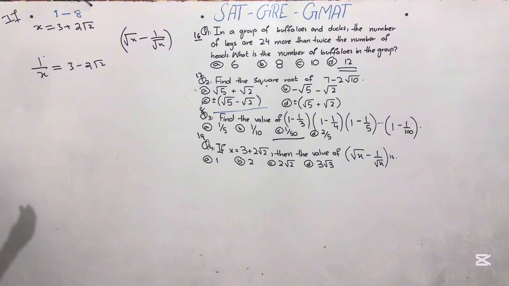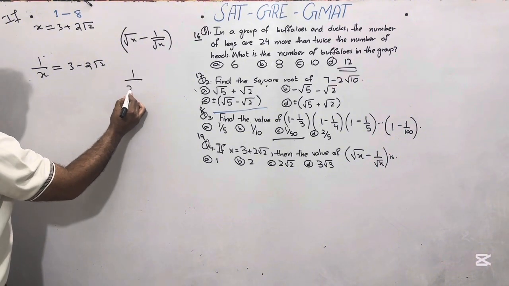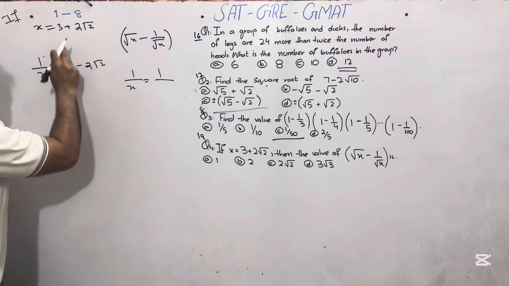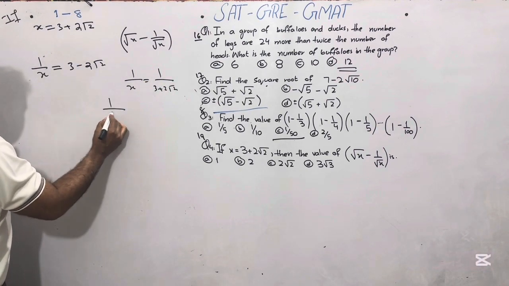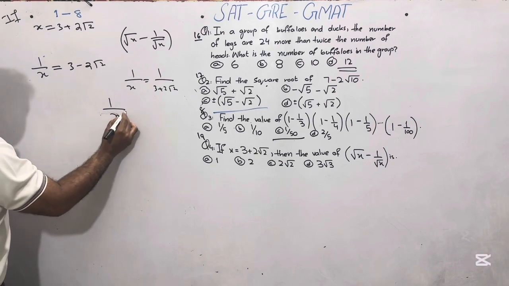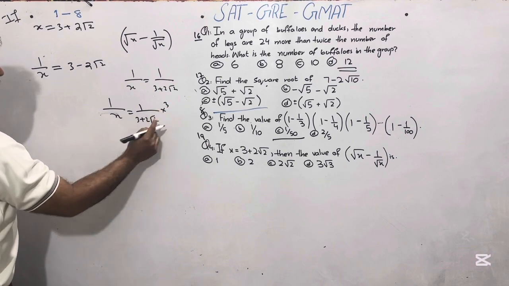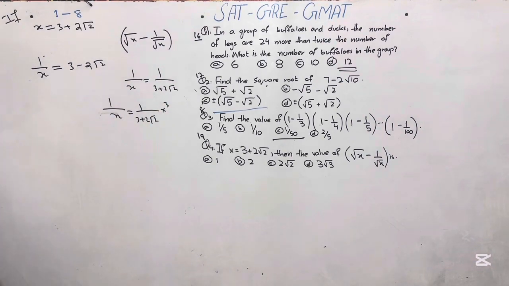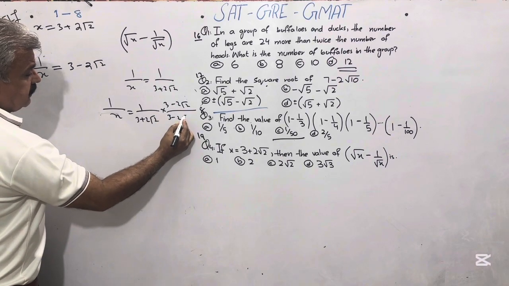We can rationalize 1 over x. The value of x is 3 plus 2 times root 2. Next step: rationalize. Multiply and divide, changing the middle symbol, so we get 3 minus 2 times root 2.